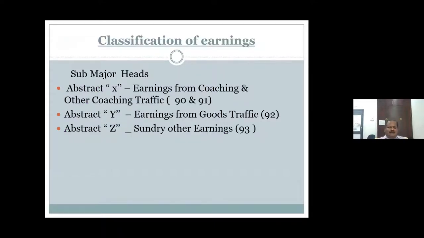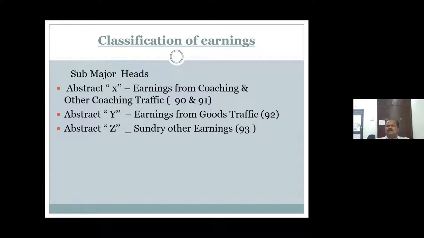So the various earnings we are collecting at the booking offices, reservation offices, goods sheds, all these earnings originate at the nearly 7,000 railway stations across Indian Railways. All these earnings we are getting from these stations. Sometimes there may be a problem in accounting between the goods balance sheet and the coaching balance sheet and vice versa. So all these earnings, whatever are collected, need to be properly accounted under the prescribed heads.